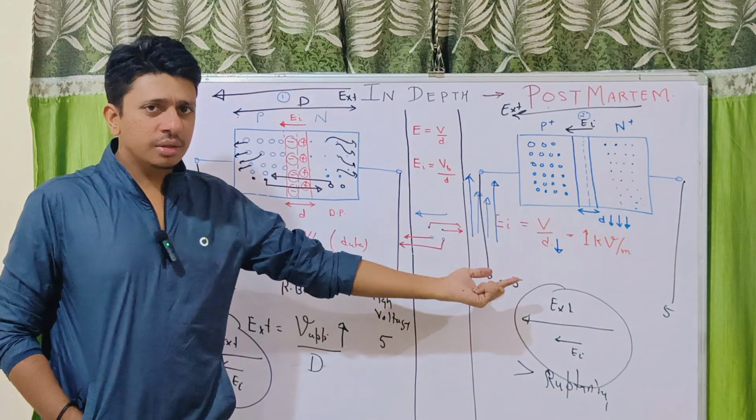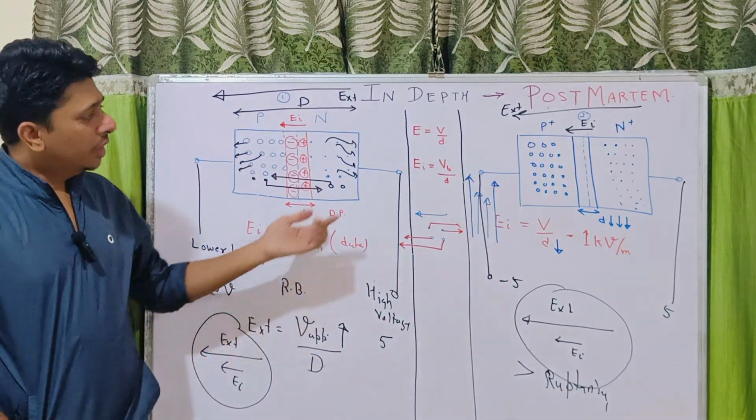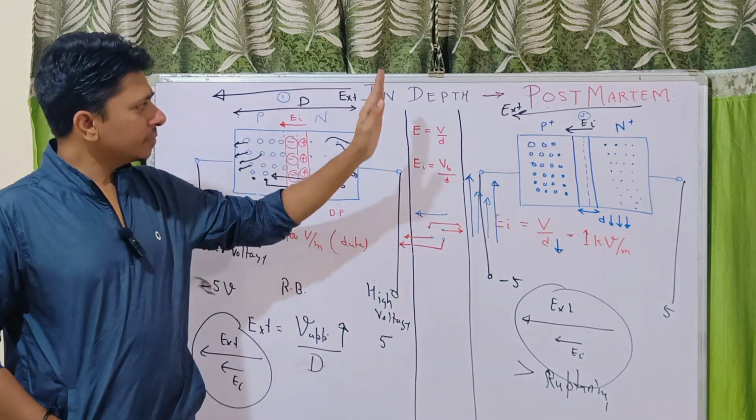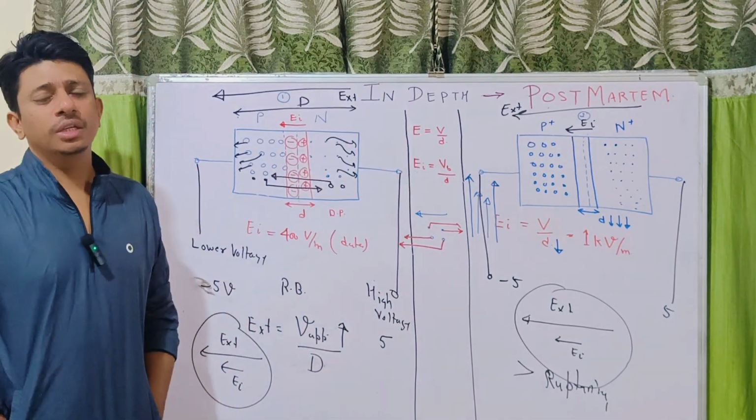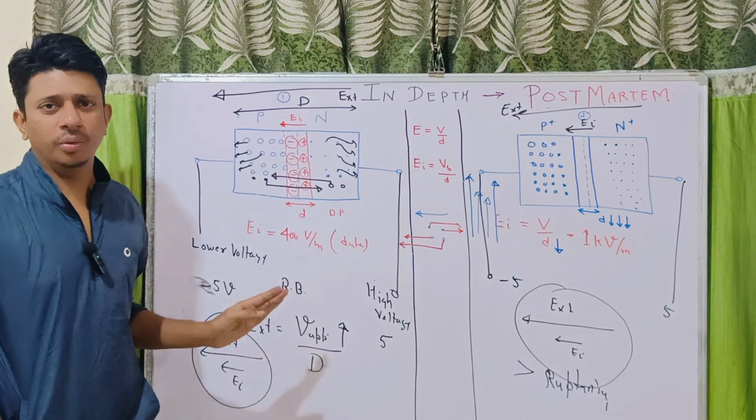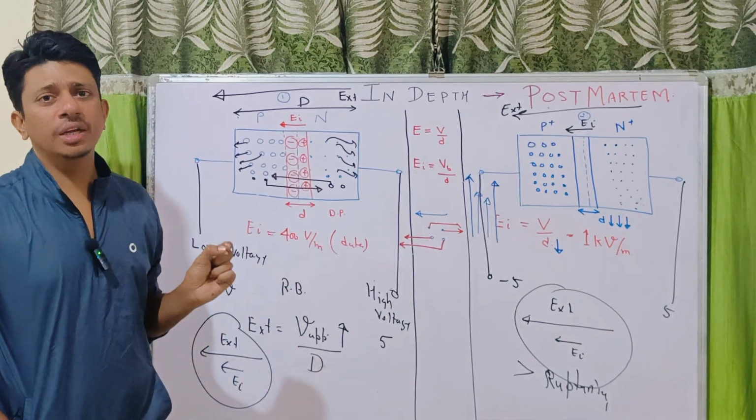We are using this, not this, nowadays. There was a certain reason for that. I will tell you when I discuss the IV characteristics of the Zener diode and the IV characteristics of the avalanche diode. Hope this doubt is clear now.